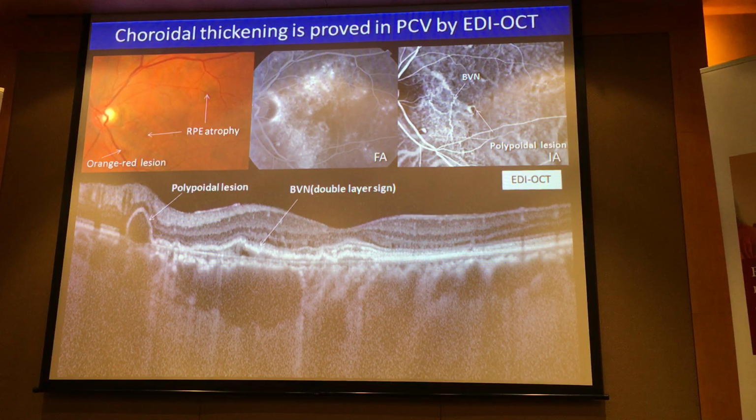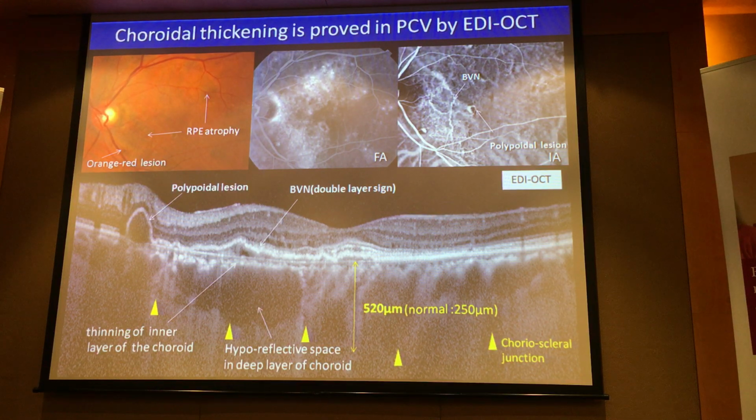And choroidal thickening is proved in PCV by EDI-OCT. It is a very characteristic finding. You can see the BVN as the double layer sign and the polypoidal region here. And there is a choroidoscleral junction seen by EDI-OCT. You can see 520 micrometers of central choroidal thickness and hyporeflective space in the deep layer of the choroid, and thinning of the inner layer of the choroid. This condition was called pachychoroid.